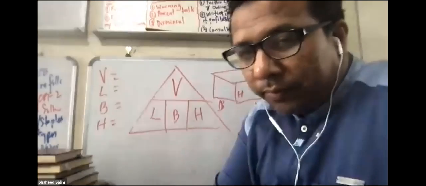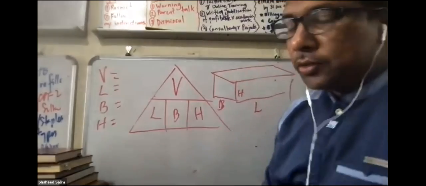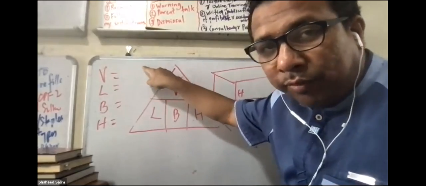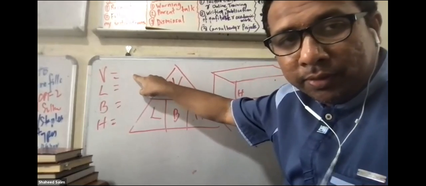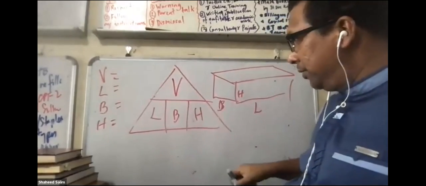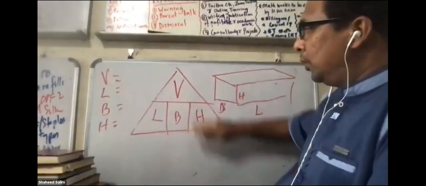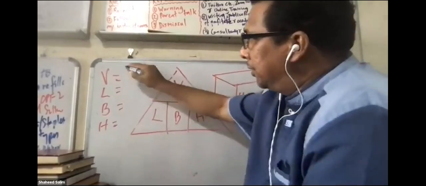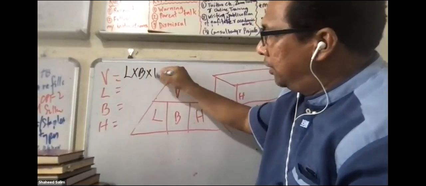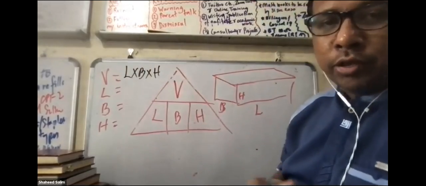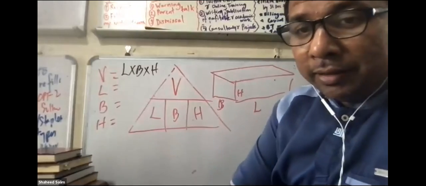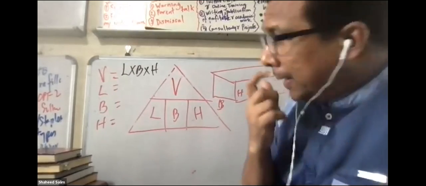Okay, so we go one by one. Dawish, you're giving half times V, is it? There's no half. You want volume: length times breadth times height. That is your formula. Then you try the next one. Half is for triangle. This is not the formula for area of triangle. Okay, Akil, let us see.